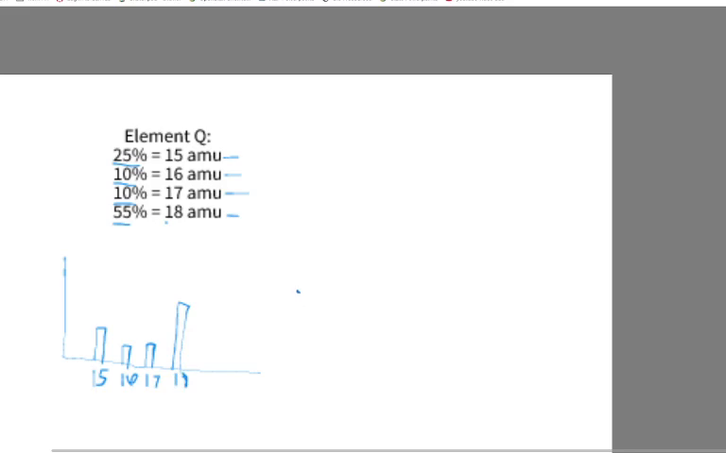But to calculate the expected atomic mass of the element, what do we need to do? Well, we need to take each of these isotopes and multiply it by the amount of their mass that we would typically find in nature. So for 15 AMU, you take 15 times 0.25 because we cannot multiply a percent.